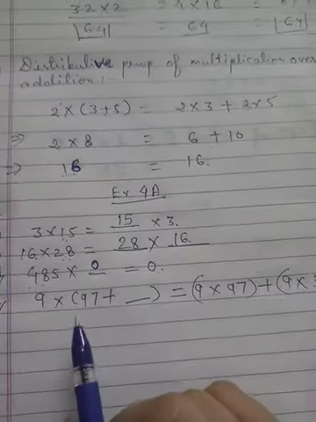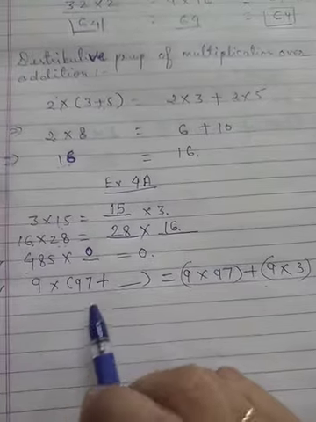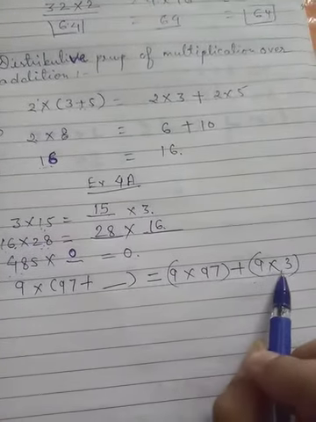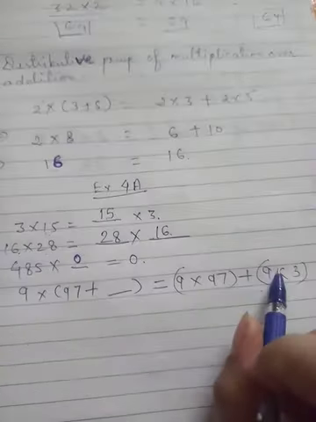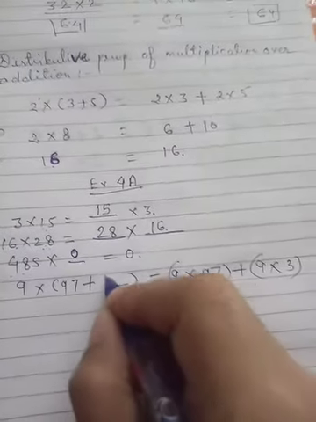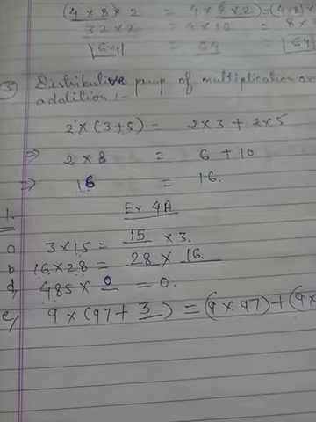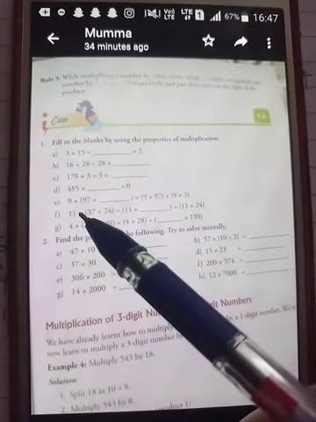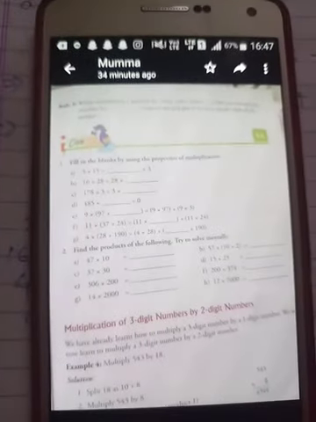Now this is the distributive property of multiplication over addition. You see 9 and 97, both numbers are given here, but one more different number is missing, 3. So we will write the number 3 here. Okay, so these are A, B, D and E questions, and the rest of the questions, C1, F1 and G1, these 3 you have to do on your own.